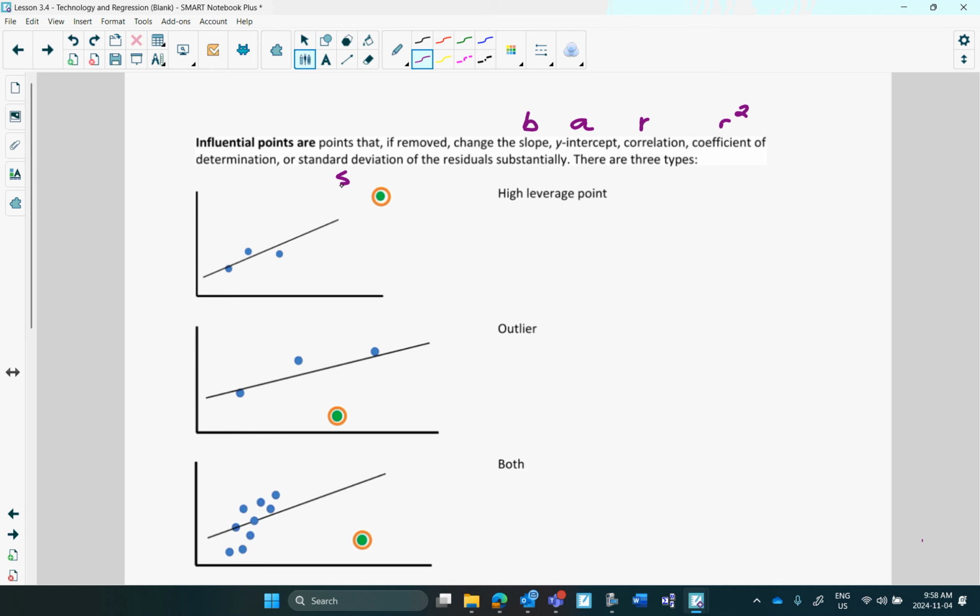So here's a few examples. So here again, we have a high leverage point. It's quite a horizontal distance away from the mean. And we saw that it changes the slope and y-intercept.